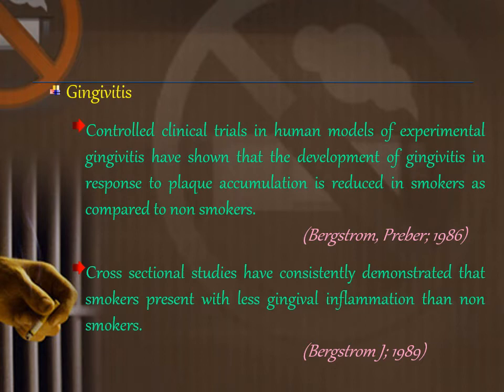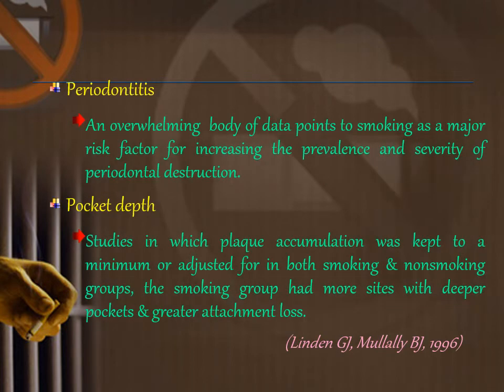Gingivitis: controlled clinical trials in human models of experimental gingivitis have shown that the development of gingivitis in response to plaque accumulation is reduced in smokers as compared to non-smokers. Cross-sectional studies have consistently demonstrated that smokers present with less gingival inflammation than non-smokers. Then periodontitis: an overwhelming body of data points to smoking as a major risk factor for increased prevalence and severity of periodontal destruction. Pocket depth.